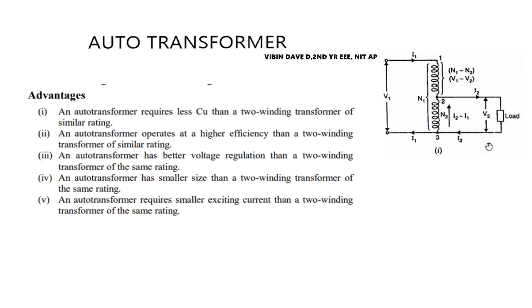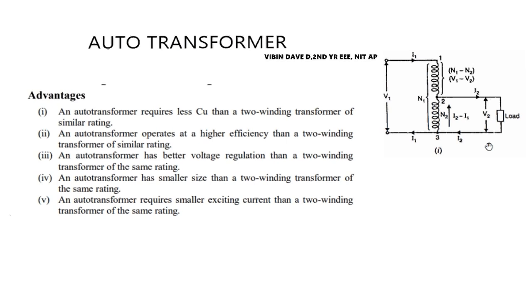An autotransformer will have a higher voltage regulation than a two winding transformer. If you remember the voltage regulation equation, it is equal to R cos phi plus XL sin phi. So if the R equivalent and XL equivalent are less, automatically the voltage regulation will be high. Also, the autotransformer has a smaller size than a two winding transformer of the same rating.